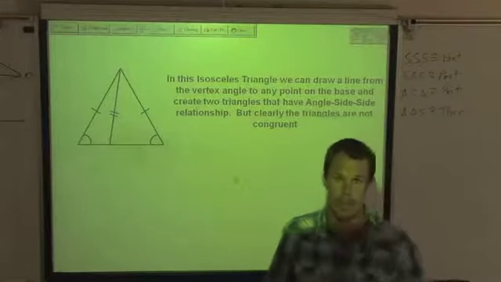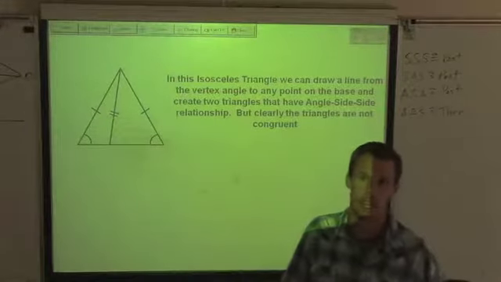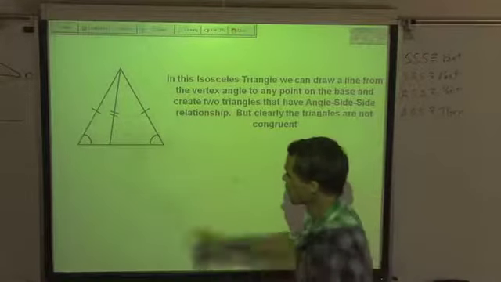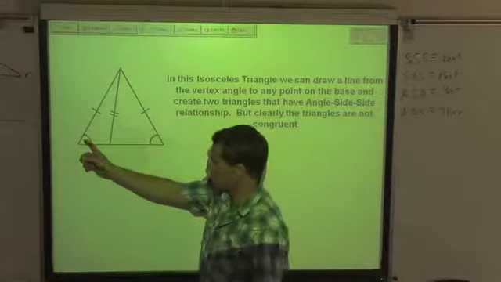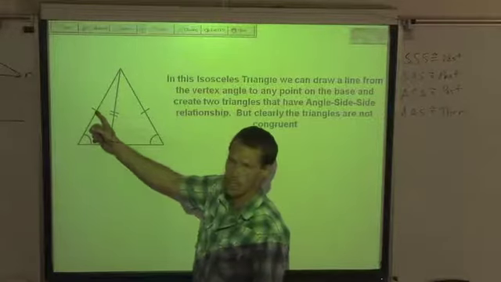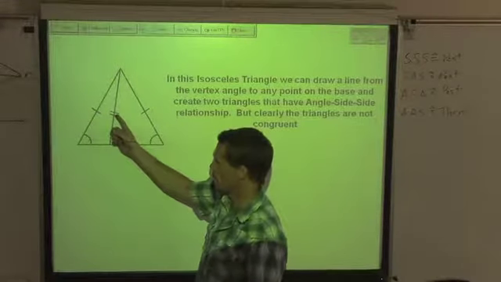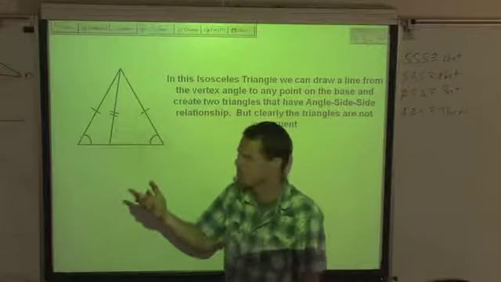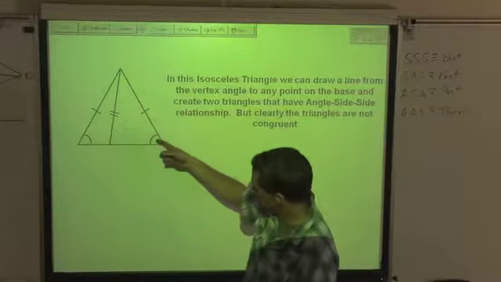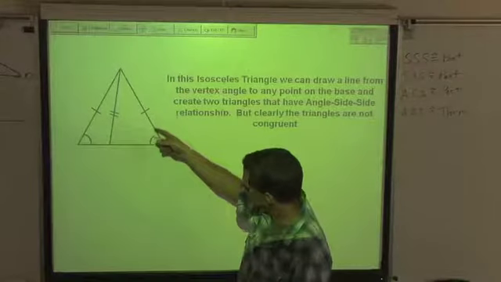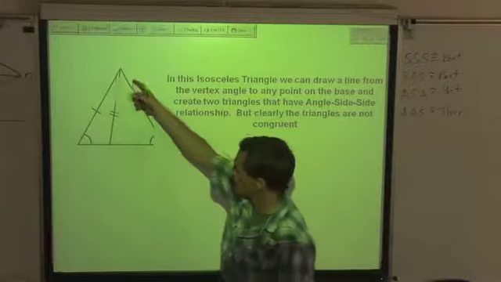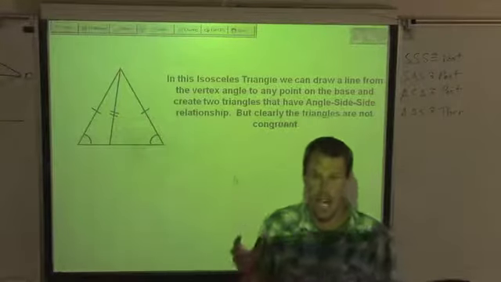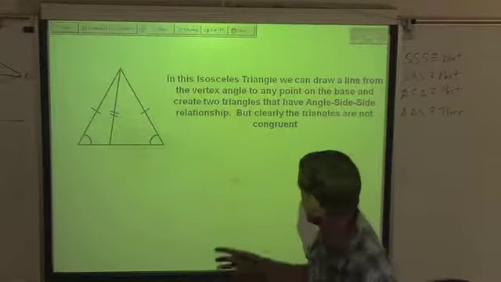Now, 2 triangles have been created. Don't look at the big triangle anymore. Look at the 2 smaller triangles created inside. This triangle, if I start here, has an angle connected to a congruent side connected to the double angle mark. And this piece right here is congruent to itself. Now, triangle number 2 has the exact same angle connected to the exact same side, connected to the exact same side. These 2 triangles have the angle-side-side relationship.